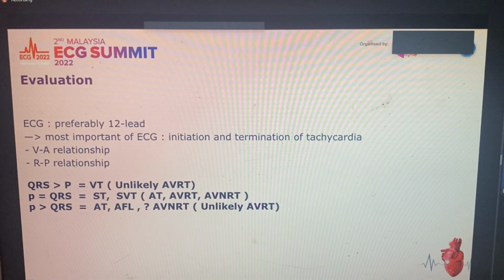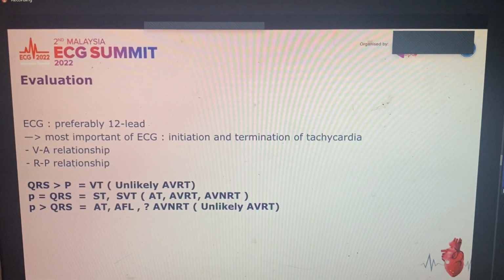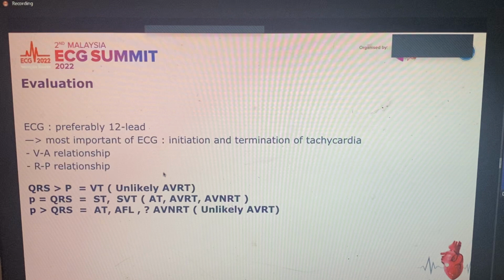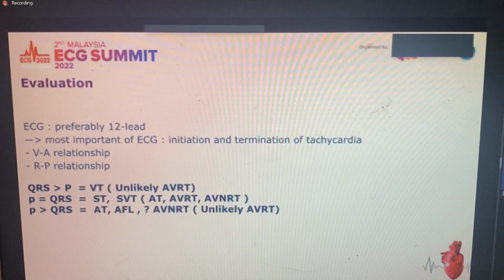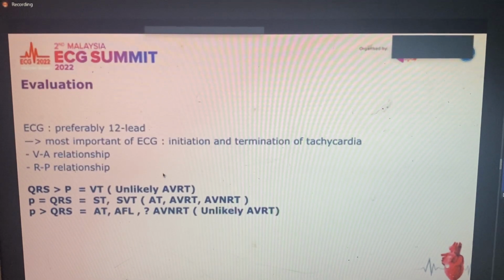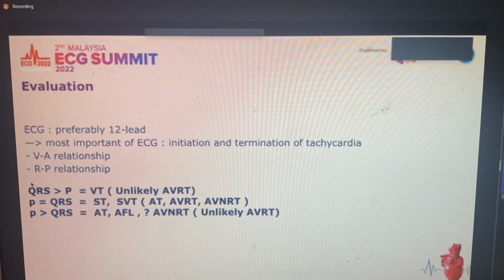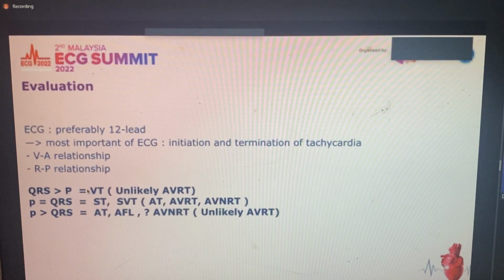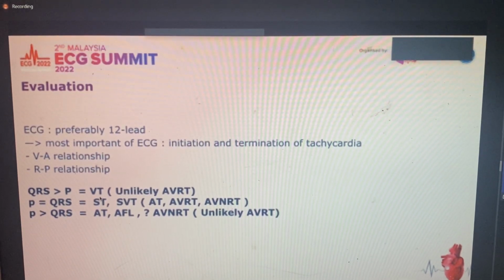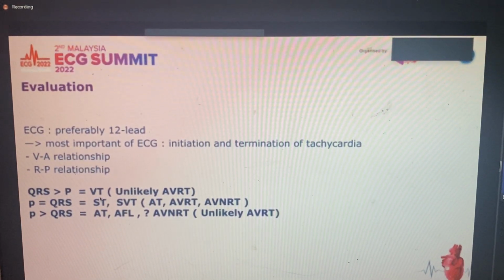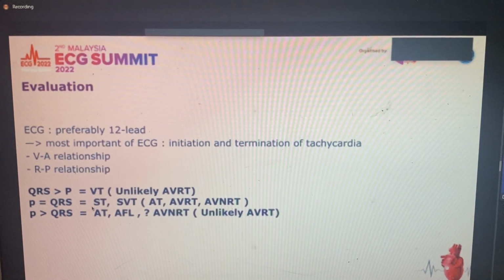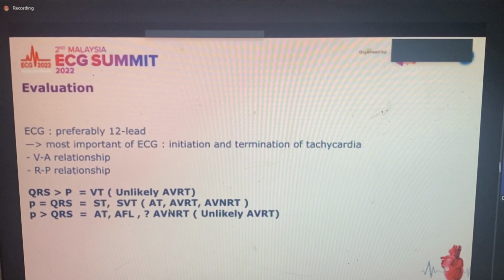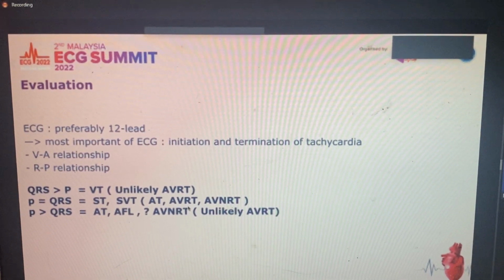As with all tachyarrhythmia ECGs, it is important to assess the VA relationship, or in ECG terms, the R to P relationship, meaning how many QRS complexes to how many P waves are on the ECG. Logically, if there are more QRS complexes than P waves, then the diagnosis is likely ventricular tachycardia. If the P waves and QRS complexes are in a 1-to-1 relationship, then it can be sinus tachycardia or supraventricular tachycardia, which is AT, AVRT, or AVNRT, the usual suspects.